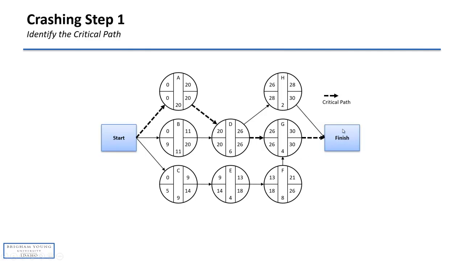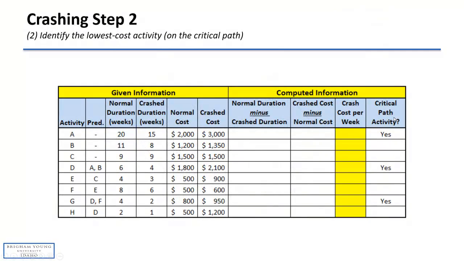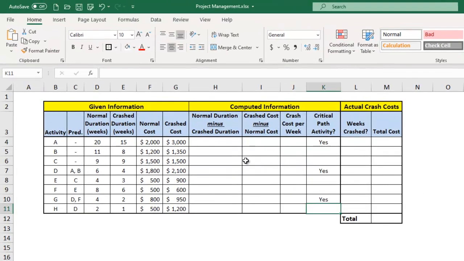The first step we need to do is identify the critical path. If we look at all of the available paths through the project, we will notice that path ADG is the critical path, 30 weeks. Any delay to that path will increase the duration of the project. Any shortening of it will shorten the duration of the overall project. Now that we've done that, we must identify the lowest cost activity on the critical path. And to do that, we're going to jump over into Excel and I'll show you how to do those calculations.